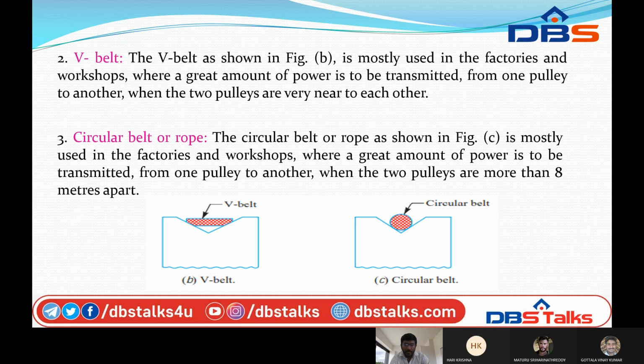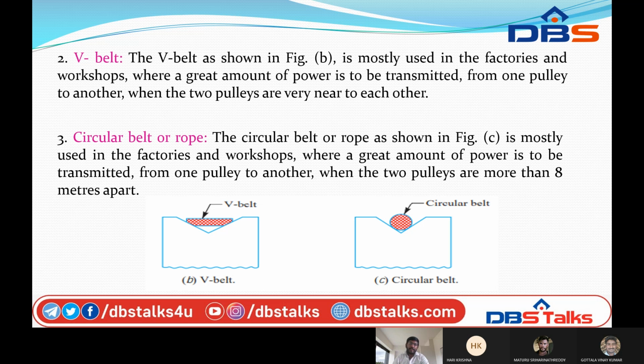The shape of the belt is V shape. The V belt is passing through the V shape groove. So the V belt can be used in factories and workshops where a greater amount of power is to be transmitted. The distance between the two pulleys is very near to each other. So the distance between the two pulleys is very small.